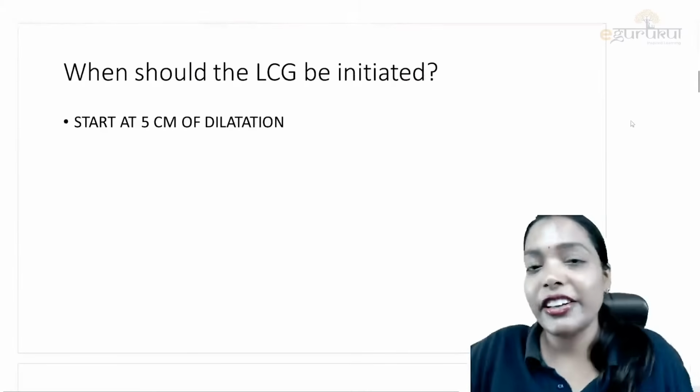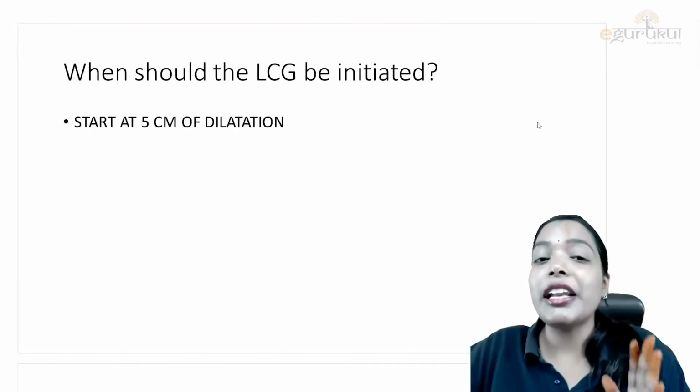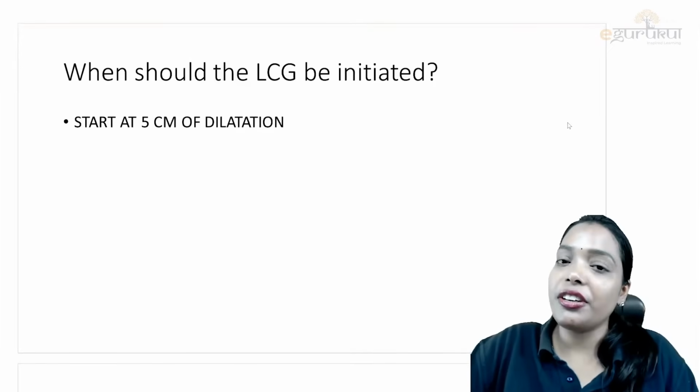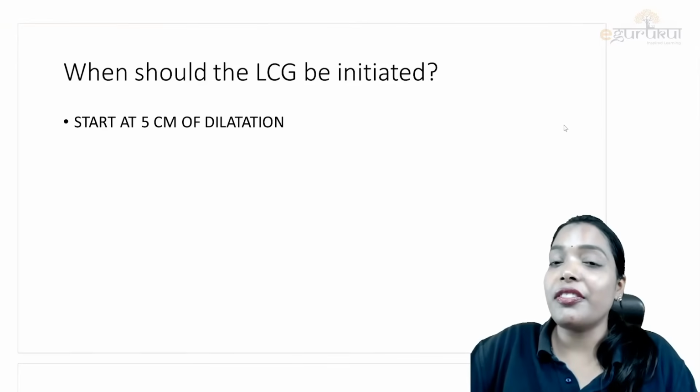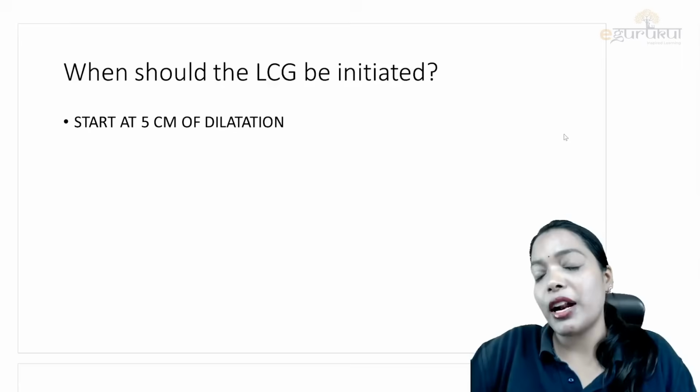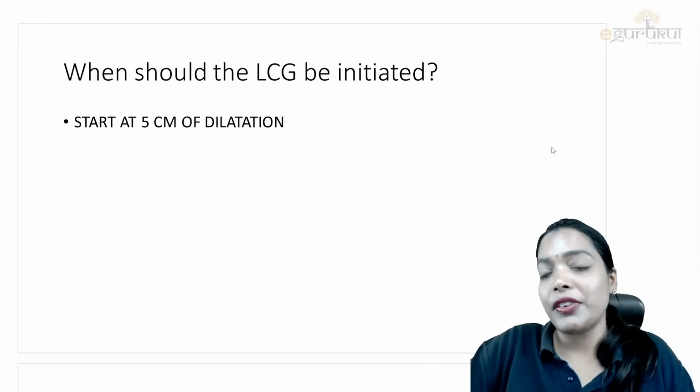Yes, now this is a difference. When should the labor care guide be initiated? So, when does the partogram get initiated? The partogram was getting initiated when the cervix is 4 centimeters dilated. The modified WHO partogram is from 4 centimeters of dilatation.